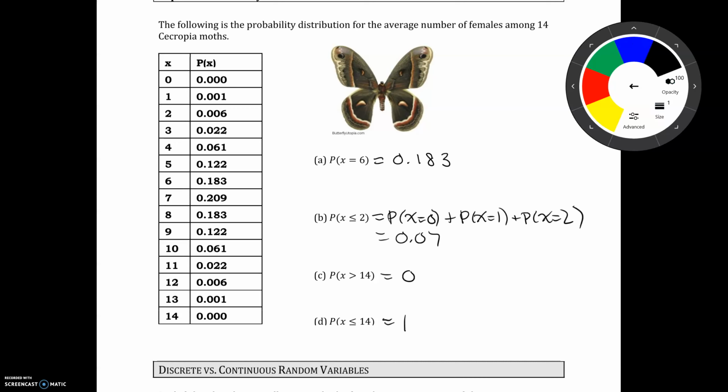For part A, you can read directly off the table. For B, we have to add up all categories that are less than or equal to 2. For the probability that x is greater than 14, we know it is impossible, it's equal to 0, and for less than or equal to 14, even without adding them up, we know that they must add up to 1, sorry.